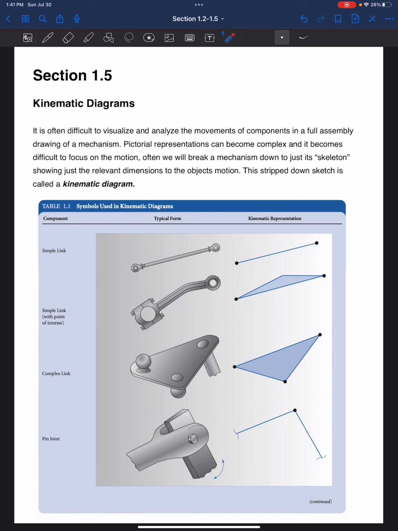So if we look at some of the links we just talked about, we have our simple link, and we can see that here, a bar with two slots where a pin can go through on the end. We can represent it this way. A simple link that has this contour to it, we can represent as this triangle to get a better image. A complex link we will also represent as a triangle, but we can see that we have 3 joints located here. And another way to look at this pin joint, we have the pin in the middle with the 2 links coming off either side.